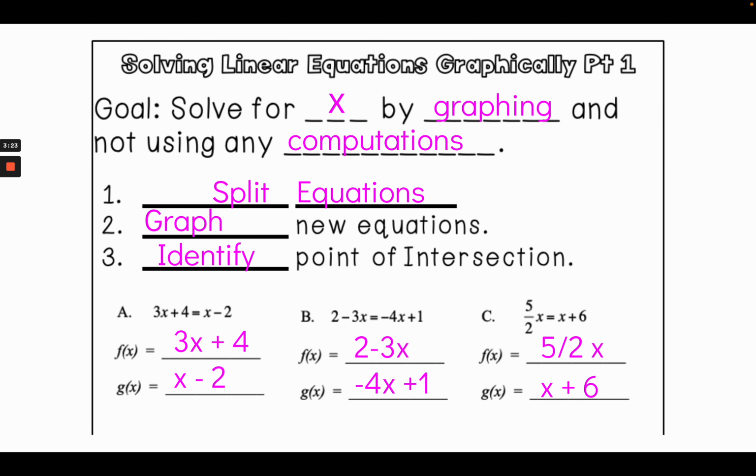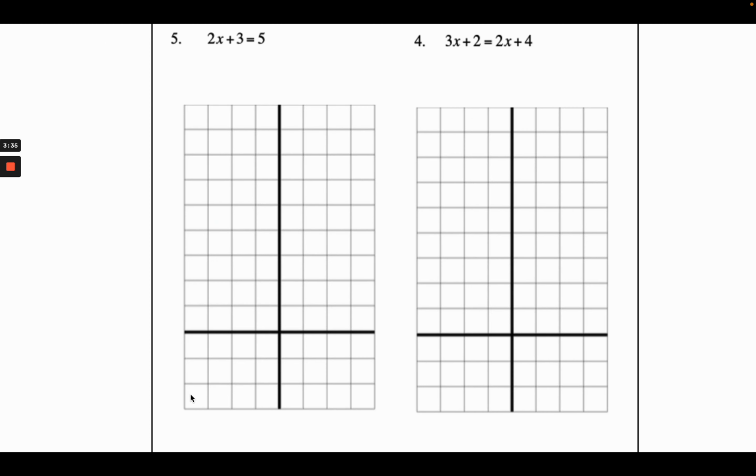So again, this is called splitting equations. We split it down the equal sign. We took the left and created an f of x equation. We took the right side and created a g of x equation. Okay, so go ahead and pull out your straight edge, your pencil, and your highlighter. So first, here are your equations. We have 5 and 4, and these are backwards, but it's fine.